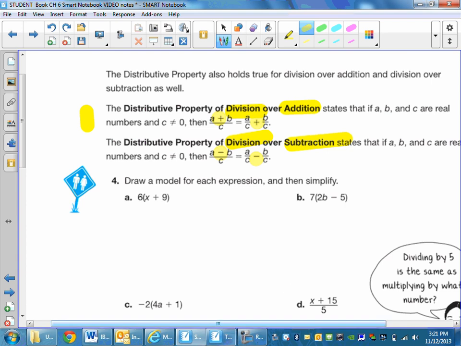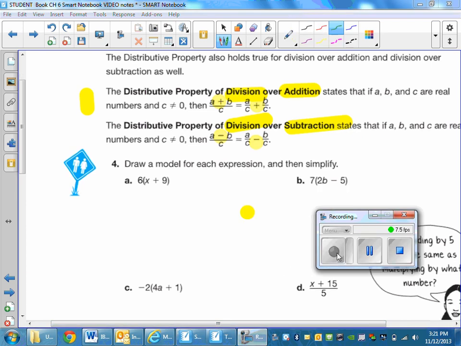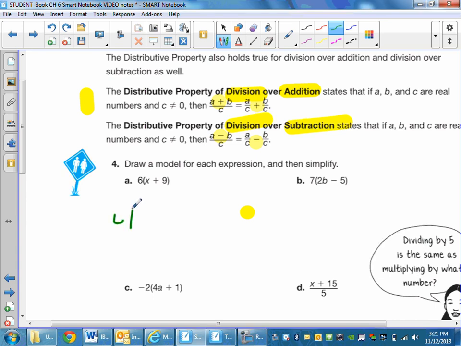So take a minute to kind of take in both of those formulas. All right, so it says draw a model for each expression and then simplify. So if we want to do a model like Dominic did, I would have a 6 there. I could have an X here and a 9 here. And then 6 times X is 6X. And then 6 times 9, 54. So I'm going to have 6x plus 54.